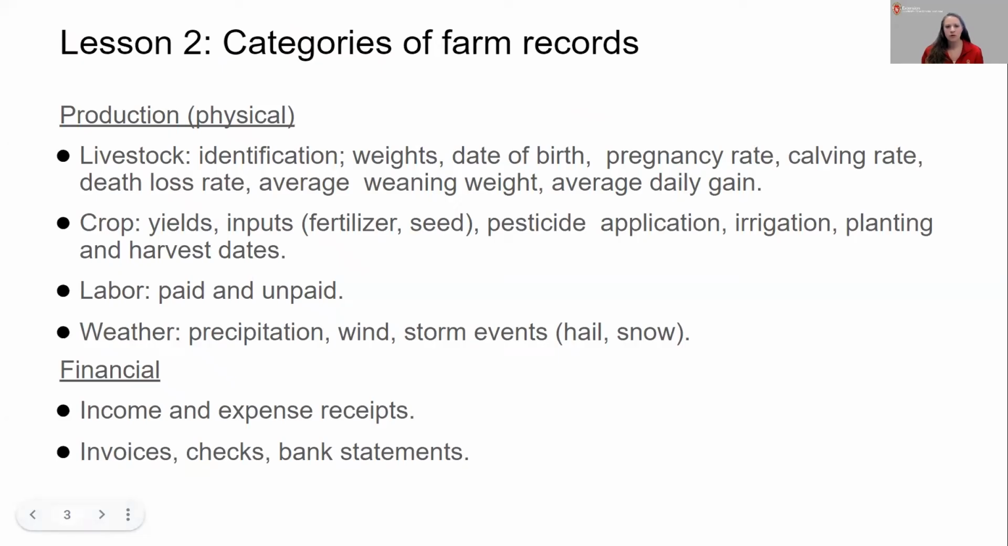There are several categories of farm records when you are collecting and organizing your farm business's production or physical records and financial information. As noted on this slide, production records may be related to livestock or crop production, labor on your farm, and weather that may affect your farm. Financial records will include income and expense receipts from the operation of your business.